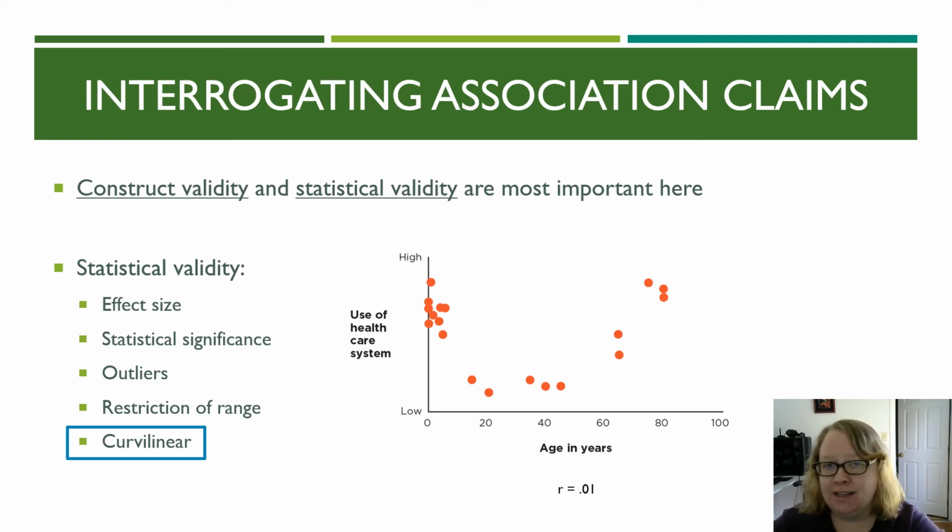I'm just mentioning them so that if you have had stats before, you can see how this applies, or so you can have an idea that these things matter, even if maybe you leave this class and you don't remember what restriction of range means. That's okay, I'm not worried about that. Just keep in mind that these are things that we can assess for statistical validity of association claims.